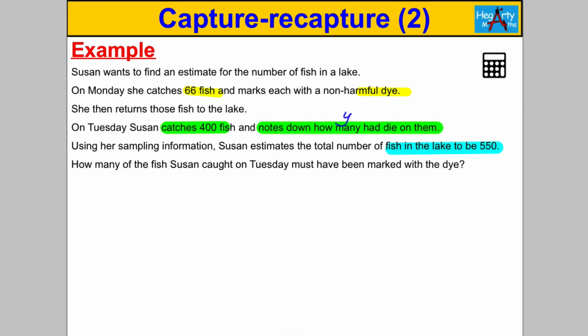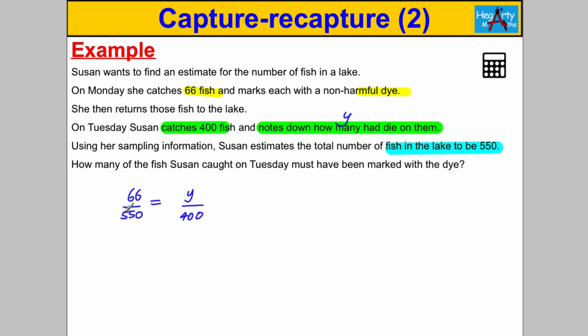So of the Tuesday one, how many were marked? So the proportion of marked fish in the population is 66 out of 550. And that's going to be equal to the proportion that had dye in them on the recapture, which is y, over how many she captured on Tuesday, 400.